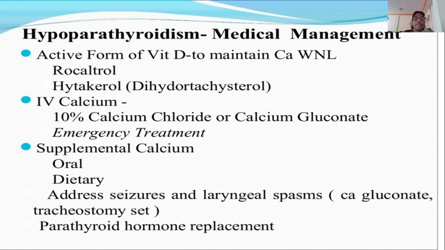One is vitamin D supplementation, which is important. One more thing, IV calcium, because of low calcium levels we give intravenous calcium, that is 10% calcium chloride or calcium gluconate. This is the emergency treatment. Because of low calcium and high phosphorus levels, the person gets tetany of the muscles and spasms, so we give intravenous calcium.